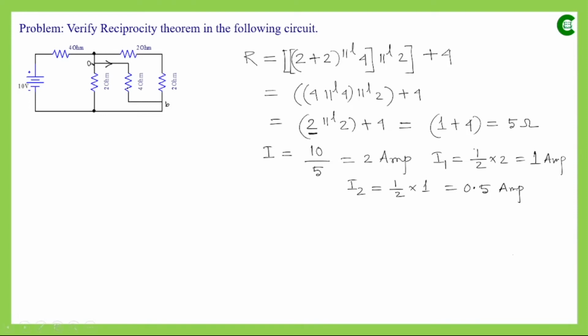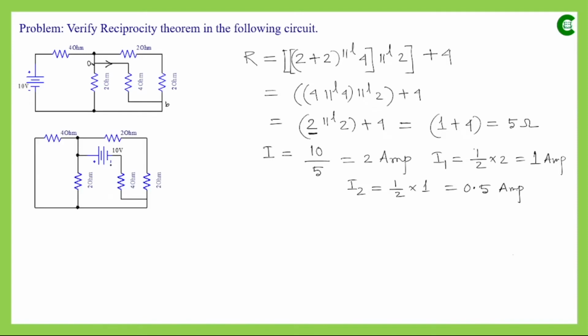Now in the next step, we will place this voltage source in the branch where we actually obtained the current value. If we do this, then it will look like this. This 10 volt voltage source has been placed here in the branch where the current was originally obtained. Now after placing this voltage source in this branch, we will obtain the current value where the voltage source was originally placed, that means in this path. So through this 4 ohm resistor, we will find out the current value.